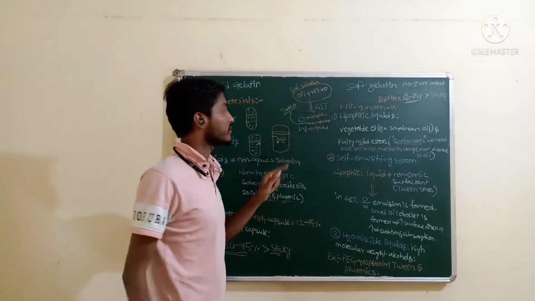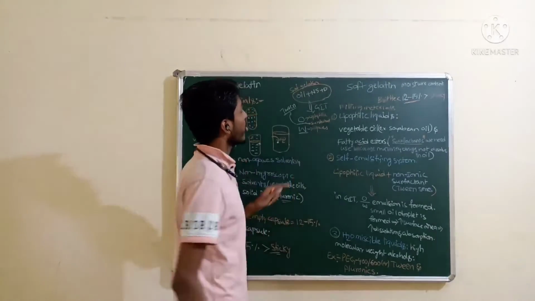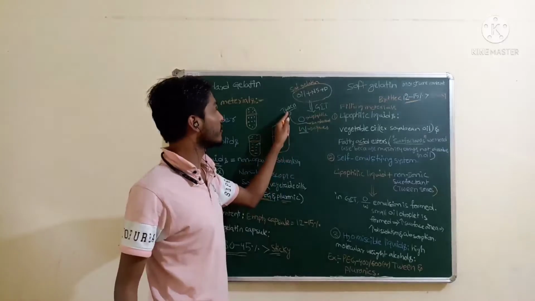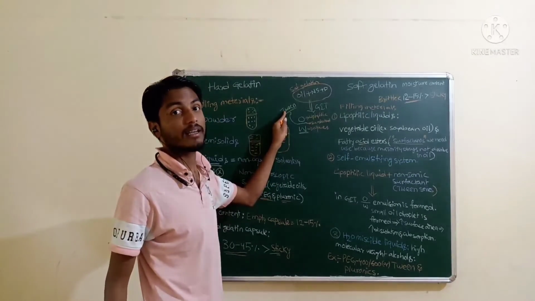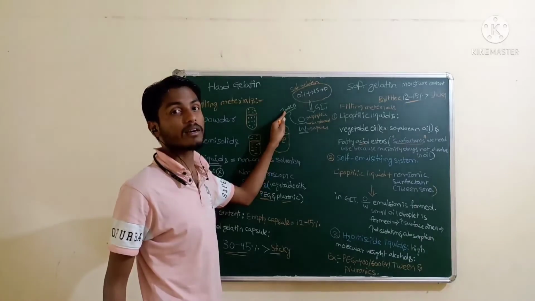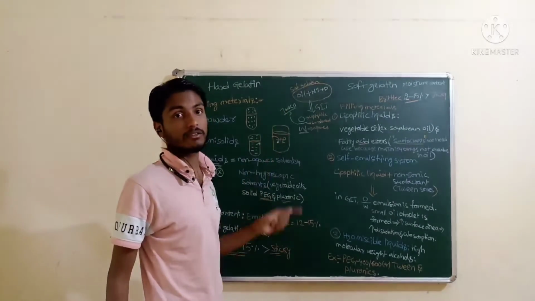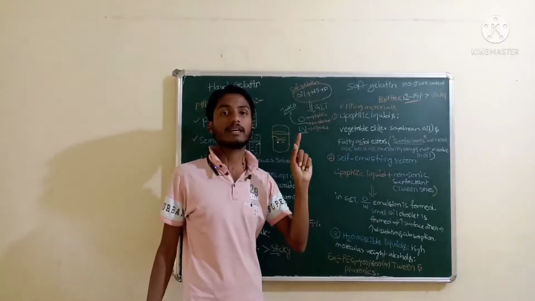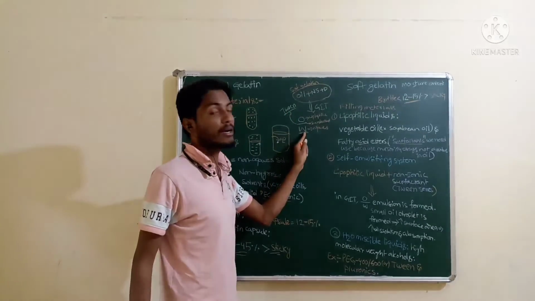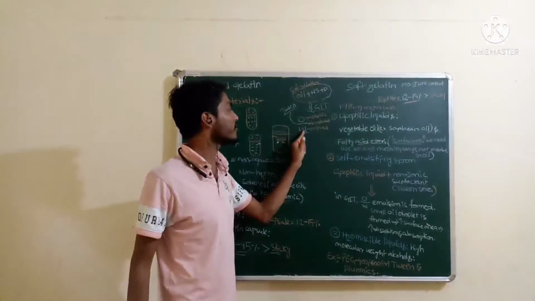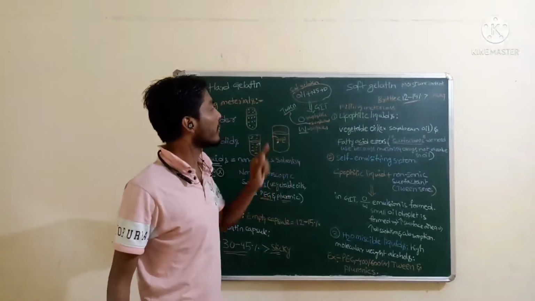Oil in water type. Whenever water is the continuous phase, then we need to use Tween. Why? Because Tween has polyoxyethylene chains, which are hydrophilic in nature. Hence we use this in a hydrophilic environment as the continuous phase.